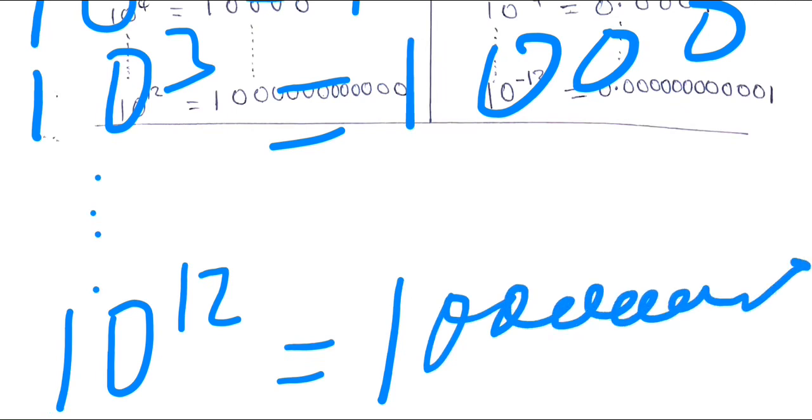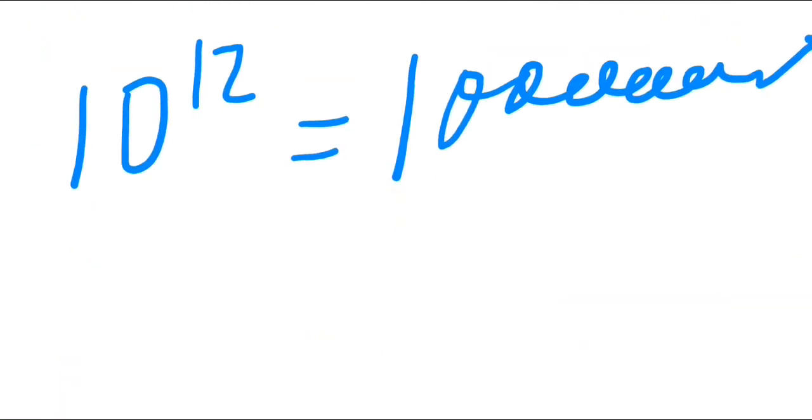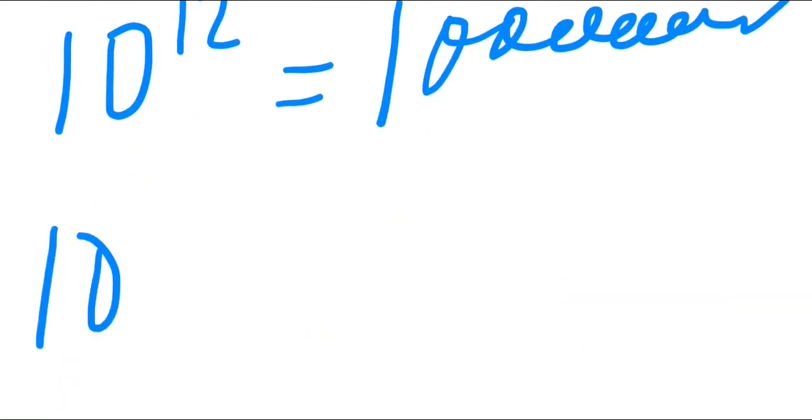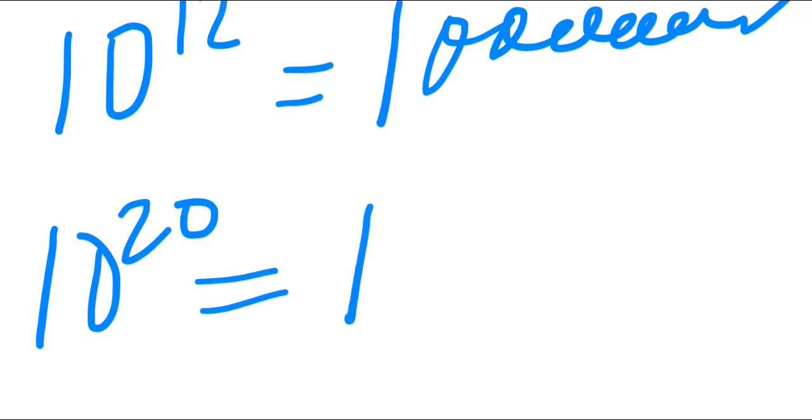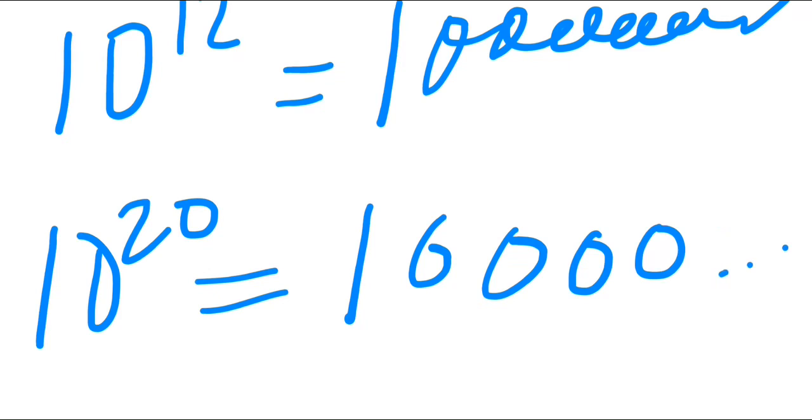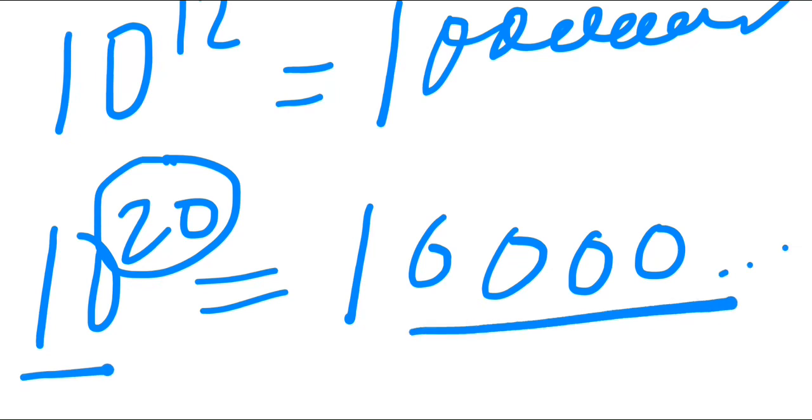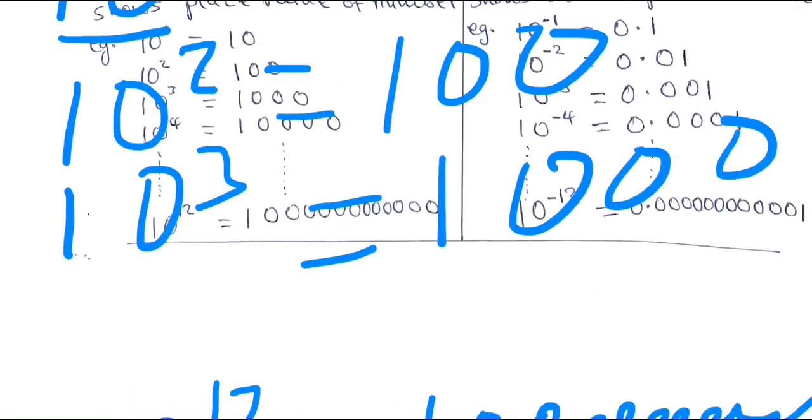So now it will be equal to 1 followed by that many zeros. Even if you have 10 exponent 20, it means this is equal to 1, then 20 zeros: 1, 2, 3, 4, up to 20 zeros. So a positive exponent with base 10 will define the number of zeros in the given number. That's why I've said here.